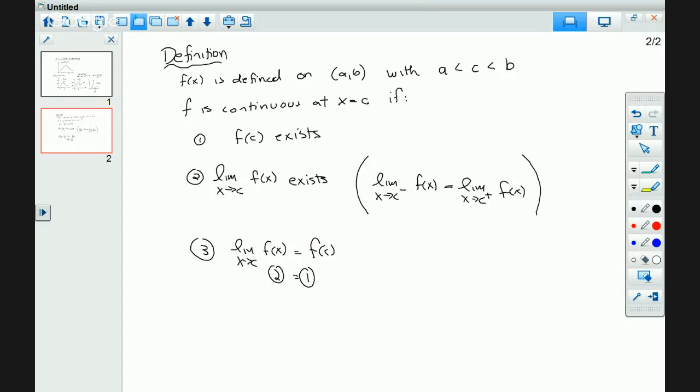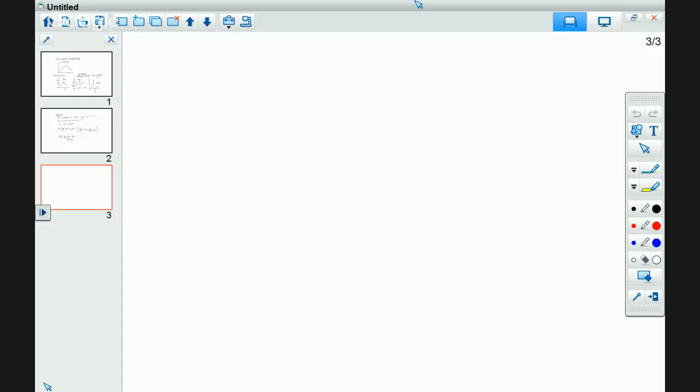How do we use it? Let's look at a function. Let's start easy. So prove, give me a polynomial. It's easy. It's a plug and chug. So we're going to prove that x cubed is continuous at x equals 2 using the definition. Every time you do one of these, use the definition because you have to have it memorized.